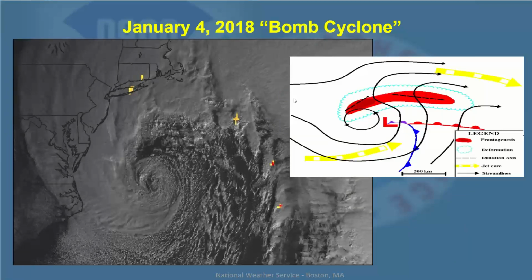You can see on the visible satellite imagery that there's almost an eye-like shape at the center of low pressure, just because it's so strong. And that was actually all the way at almost the same latitude as the Carolinas. Notice just how strong the system is again.